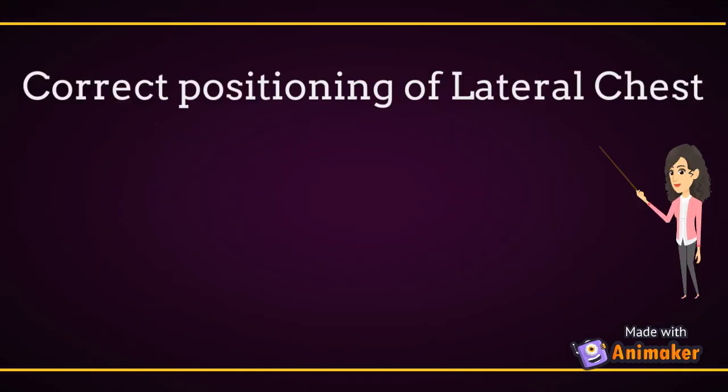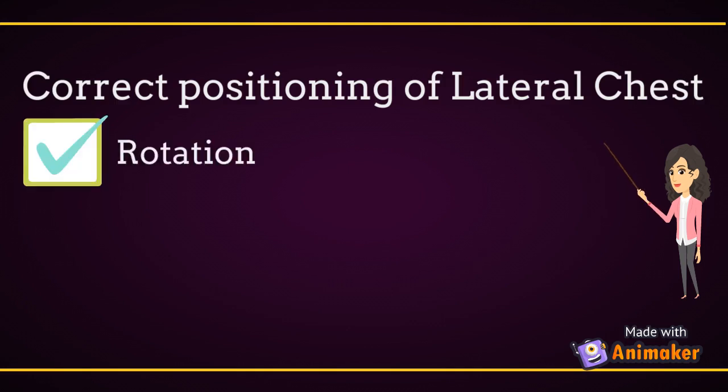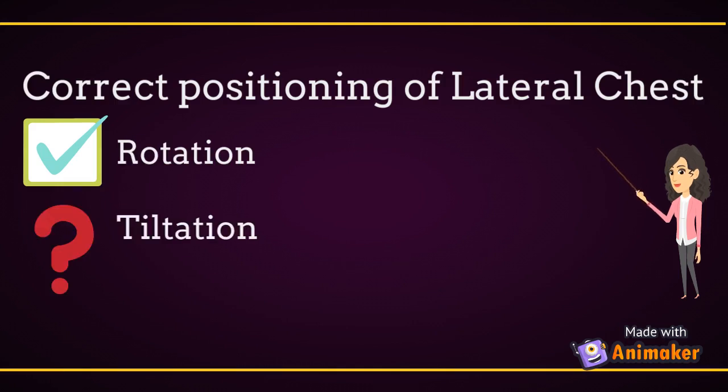So far we have covered the rotation element in the evaluation of positioning criteria of chest and lateral projection. The second element we can seek, to justify correct positioning of the projection, is the tilt element. Let me show you how to get it done.